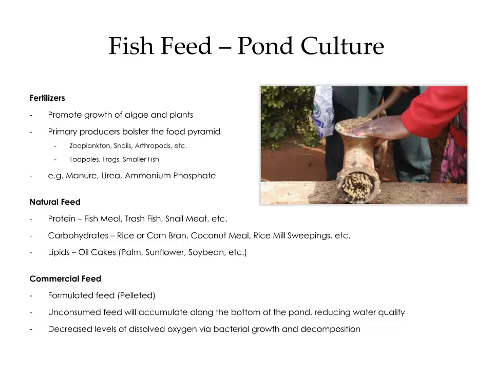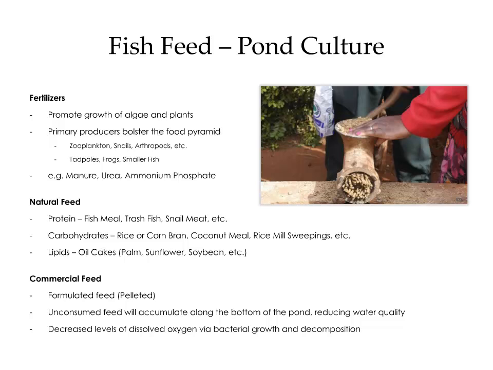Natural feeds can also be used in pond aquaculture. Common protein sources include fish meal, trash fish, and snail meat. Common sources of carbohydrates include rice or corn bran, coconut meal, and rice mill sweepings. As a source of lipid, oil cakes are used. These are the residues that are left over from the production of various oils, like palm oil and sunflower oil.